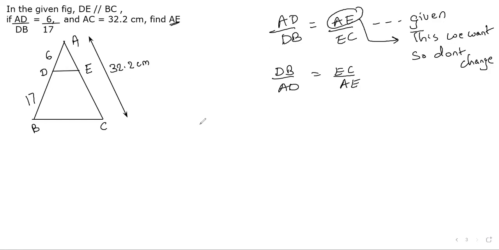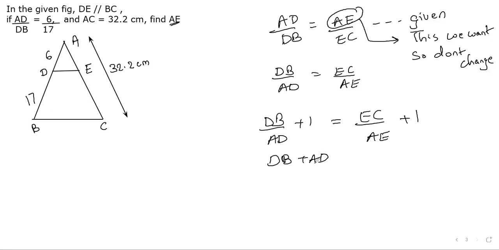And now this whole is known. From part, if you want whole, what do we do? Adding 1. Adding 1 we do, no? Yes or no? So DB upon AD plus 1 is equal to EC upon AE plus 1. So what do we get? DB plus AD upon AD.